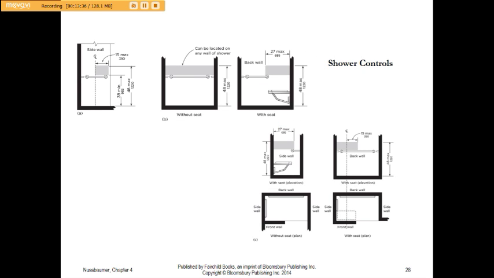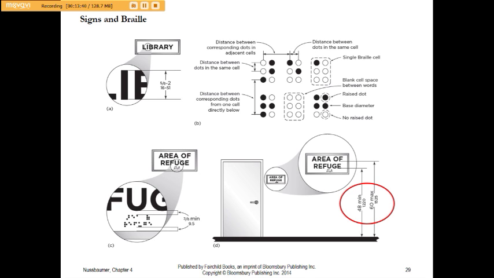Here's our shower controls. Again, I want you to just look that up and be sure about it. Signs in Braille. You need to know that our signs are going to be placed from 48 inches, or 4 feet, up to 5 feet.